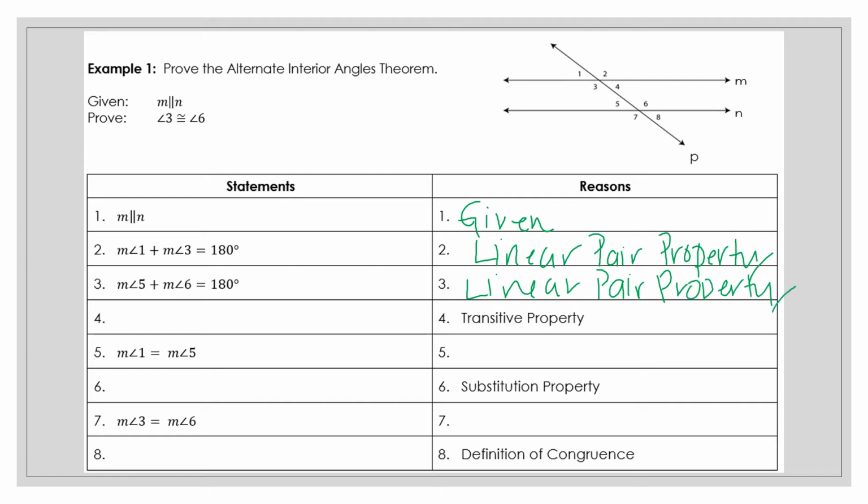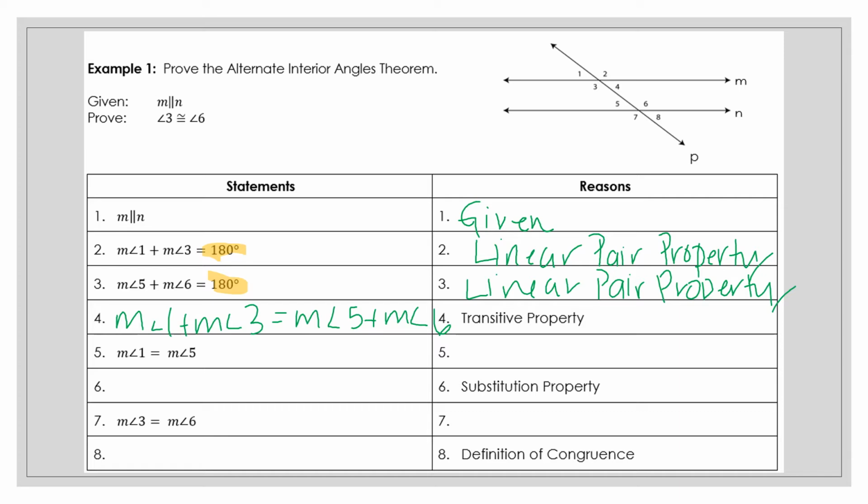Okay, so now that I know with statements 2 and 3 that they both equal 180, they must equal each other, and that's because of the transitive property. So my next statement is the measure of angle 1 plus the measure of angle 3 equals the measure of angle 5 plus the measure of angle 6. Again, that's because in both of those statements, they equaled 180 degrees, so they must equal each other. That's your transitive property.